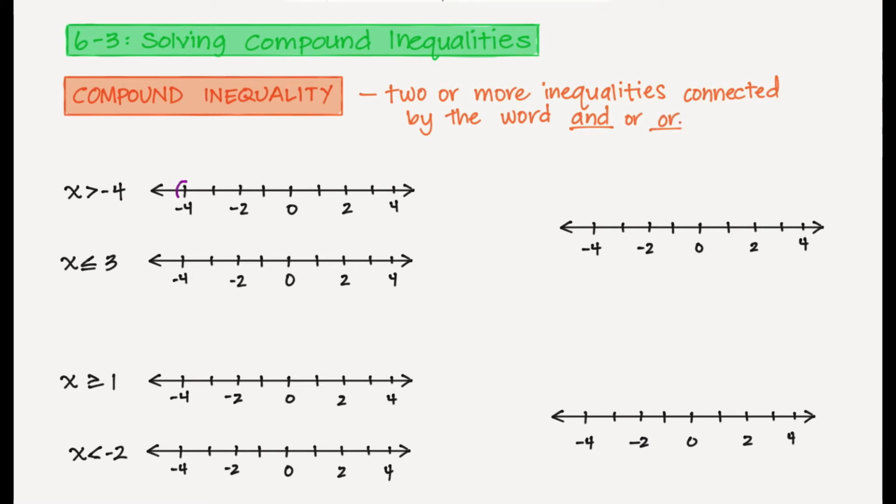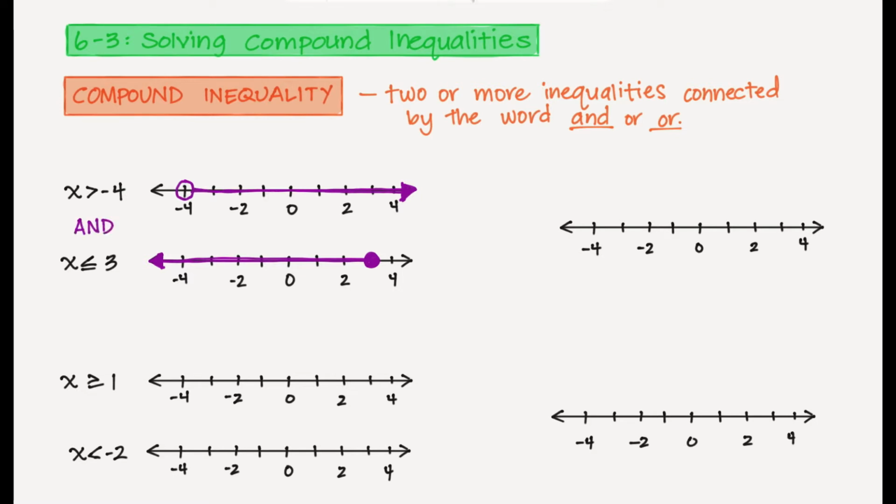So if I was going to graph the inequality x is greater than -4, it would be an open circle at -4 pointing to the right. If I was going to graph x is less than or equal to 3, then it would have a filled in circle at 3 and pointing everything to the left.